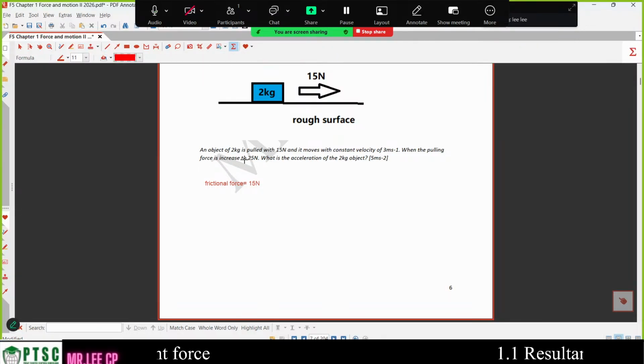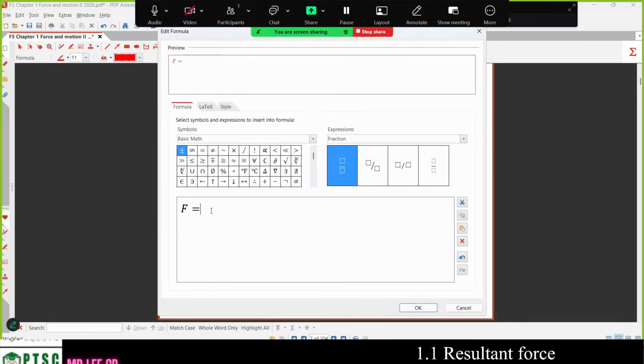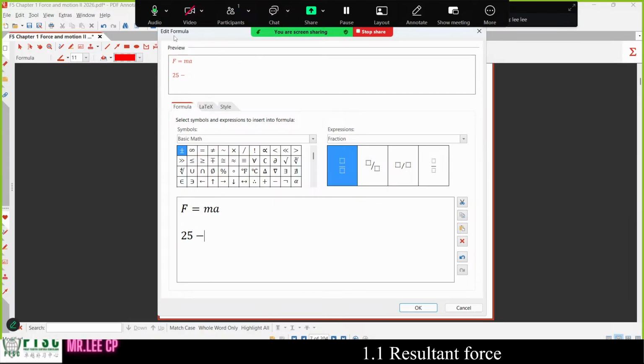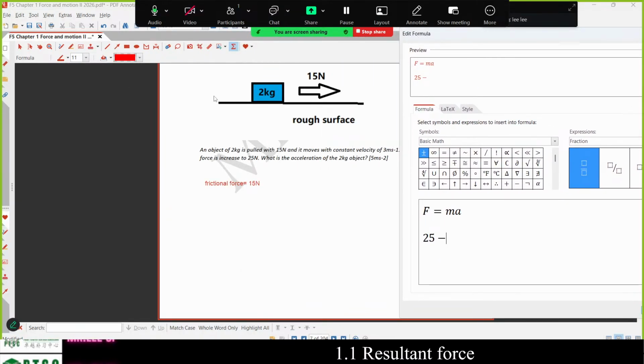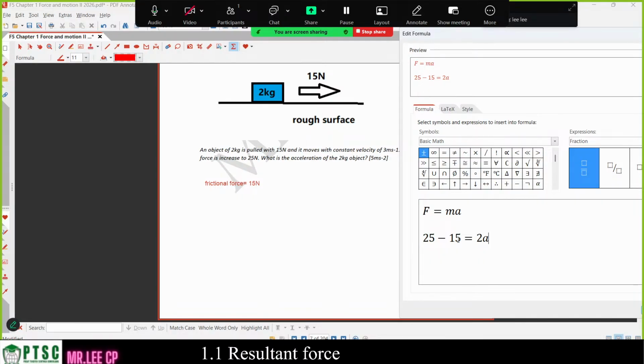So now the force applied is not 15 anymore, it is 25. 25 minus the frictional force, which is 15, is equal to MA. M is 2, A we don't know. 25 minus 15 is 10. 10 divided by 2, answer A is equal to 5.